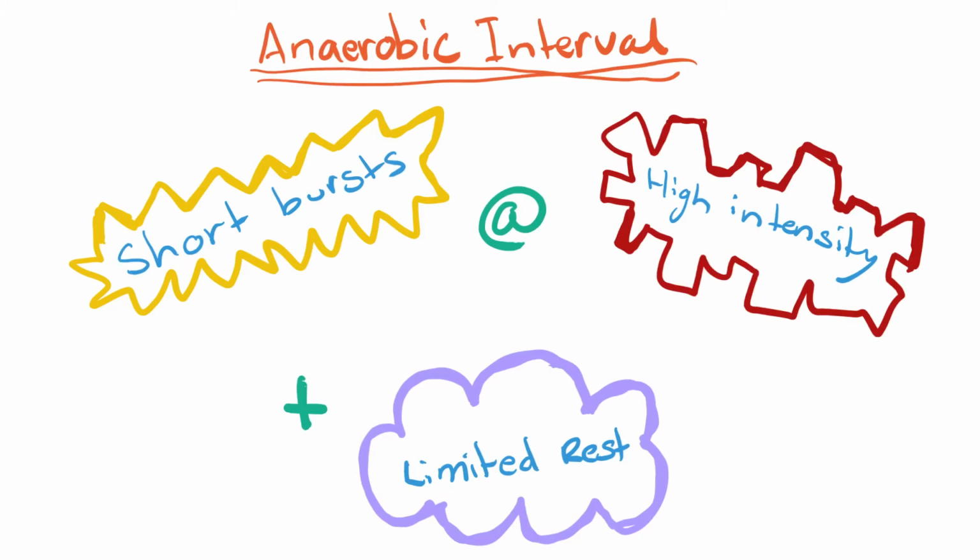When we have a look at anaerobic interval training, it typically involves doing short bursts of exercise at a relatively high intensity and then having limited rest in between, so small recovery periods between these high intensity efforts. And common anaerobic interval training activities can involve power-related activities such as plyometrics, acceleration-related activities, and agility-related activities.